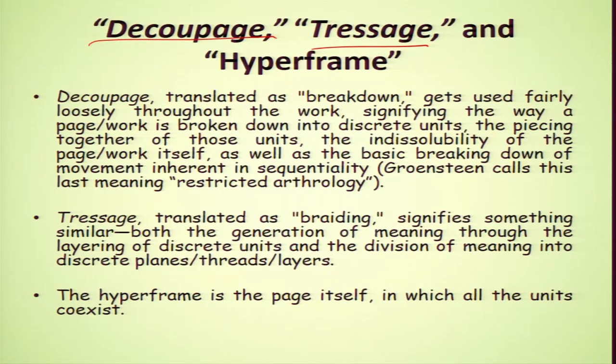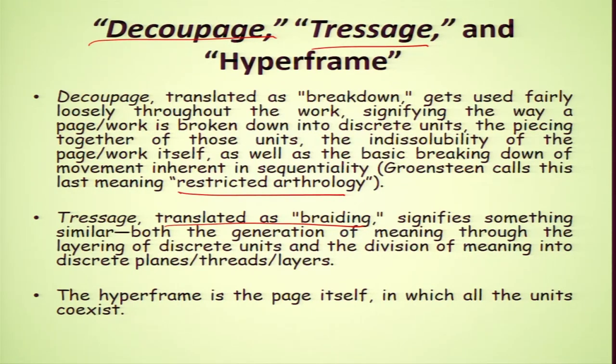Decoupage, which is translated as a breakdown, gets used fairly loosely throughout the work, signifying the way a page or a work is broken down into discrete units, the piecing together of those units, the indissolubility of the page or work, as well as the basic breaking down of movement inherent in sequentiality. This last meaning is what Groensteen calls restricted arthrology. Tressage, translated as a braiding, signifies something similar: both the generation of meaning through the layering of discrete units and the division of meaning into discrete panels, threads, layers.